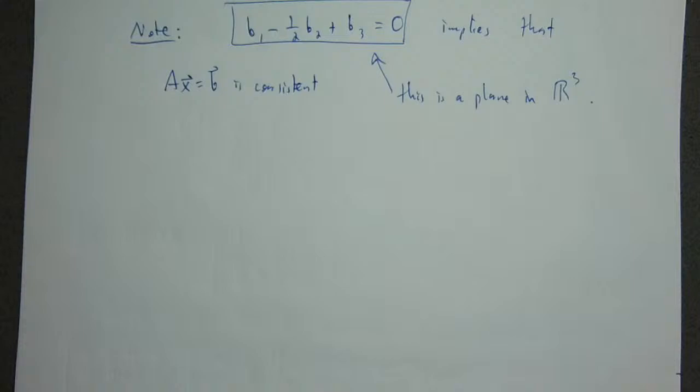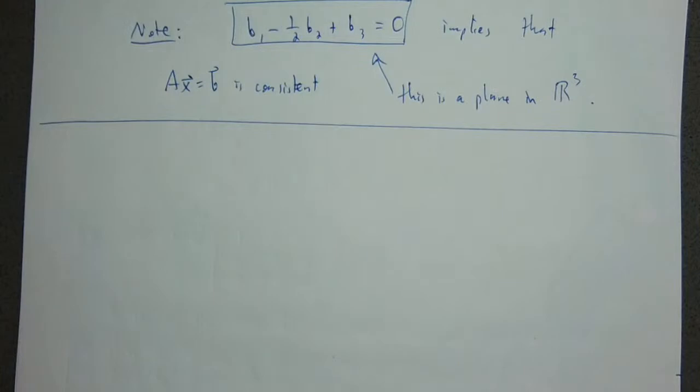All right. So what this is saying is geometrically there is a plane's worth of vectors that I could choose in R3 that would actually allow Ax equals b to be consistent. So that's a neat fact. And these are the types of qualitative things you could be asked in this course.